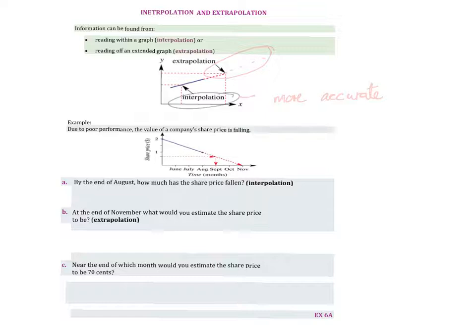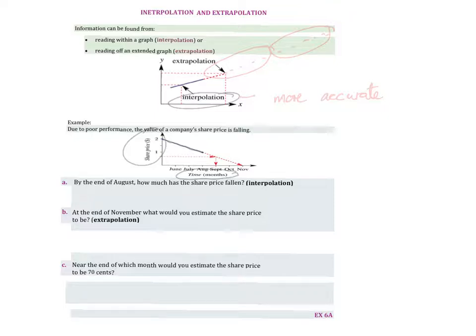Okay, and the further away you extrapolate, the less accurate your answer will become. So looking at this example here, due to poor performance, the value of a company's share price is falling. So you can see there that on the vertical axis we have share price, that's one variable, and on our horizontal axis we have the time again in months. Now the part of the graph that we've got is this dark bit here. Okay, it's the dark bit from there to there. The rest of it, the red bit, is extrapolated. So it's just something that has been continued on. So the only bit of information is that dark bit.